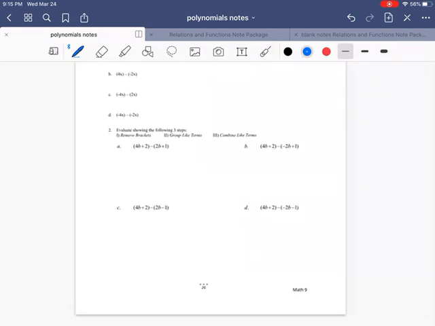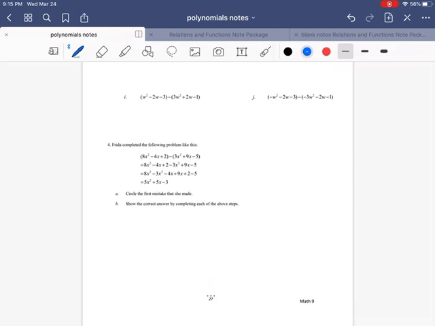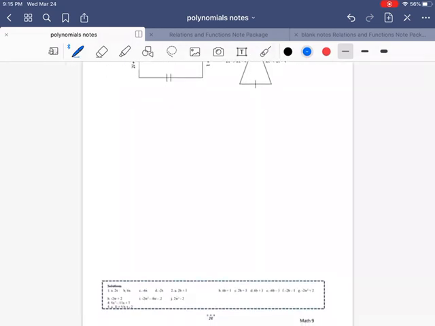So we're into classwork. The classwork is included in the class notes, pages 26, 27, and 28.